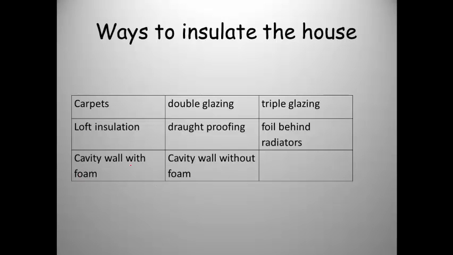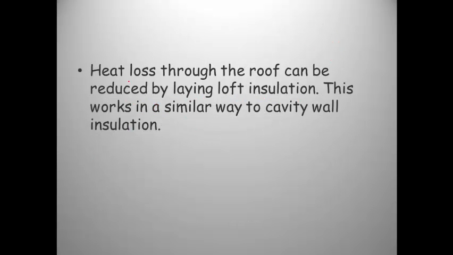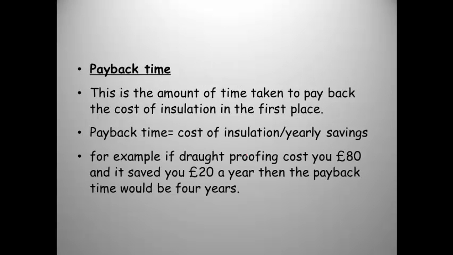Okay, cavity wall with foam, let's just talk about cavity wall without foam. That will stop conduction, but you'll still get convection happening. But cavity wall with foam will stop conduction, and it will also stop convection. It will actually stop both of those. So that is ways to insulate the home. The heat loss through the house can be stopped by putting a layer of loft insulation as well, which works just like cavity wall insulation.